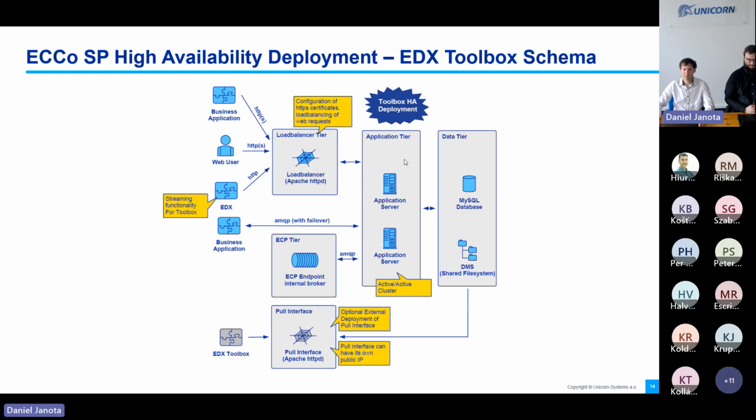And in the middle, you can see the application tier, which consists of the application servers. These EDX applications are connected via MQPS to the ECP tier. Again, an ECP cluster is going to be installed there.